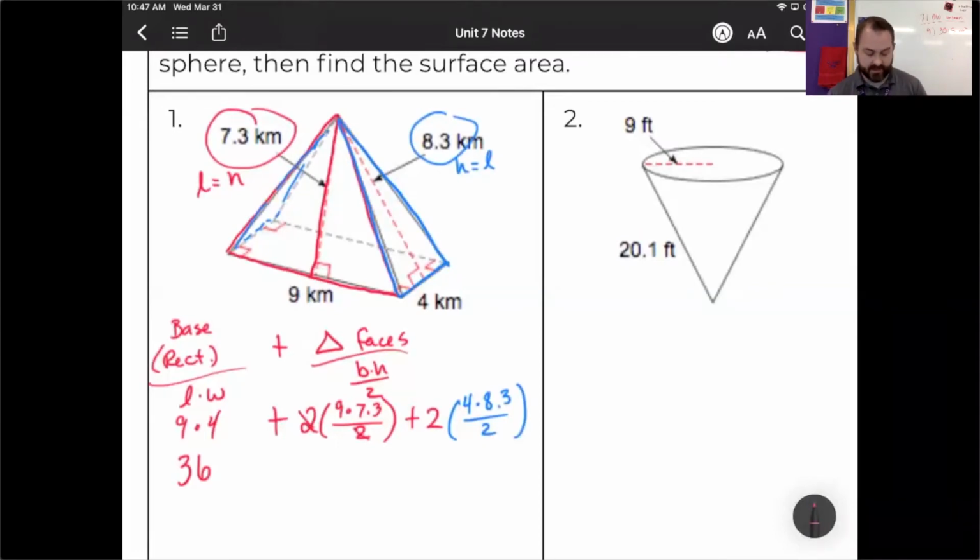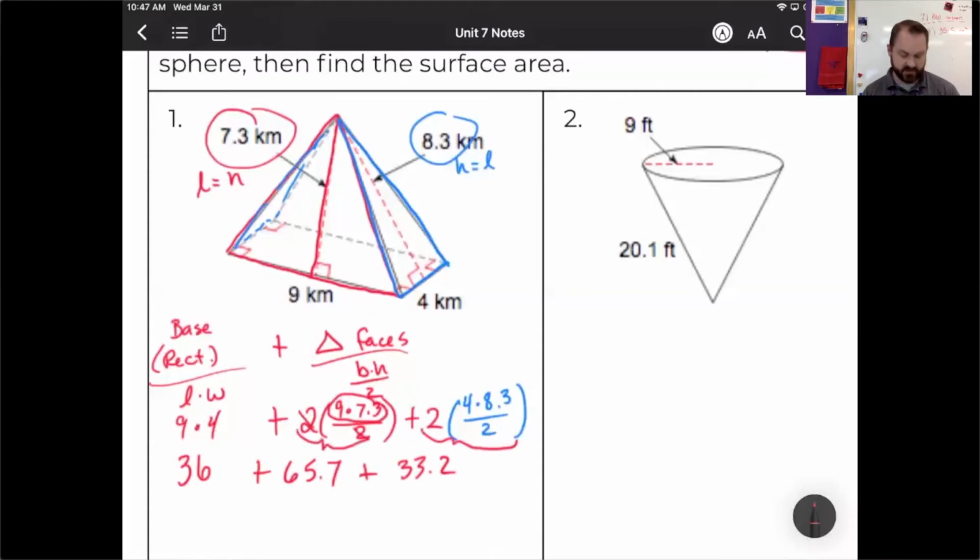Or you can look at this and cancel it, realizing I'm just doing 9 times 7.3 there. When I do 9 times 7.3, divided by 2, then times 2, that ends up being 65.7. And then for the other 2 triangles, the skinnier ones, those 2 add up to a total area of 33.2. Okay, and that comes from that. The 65.7 comes from that.